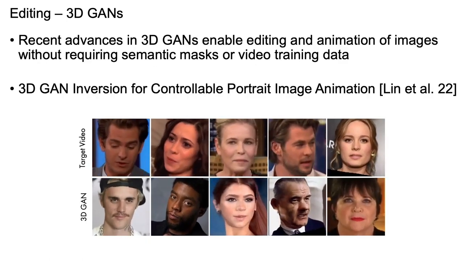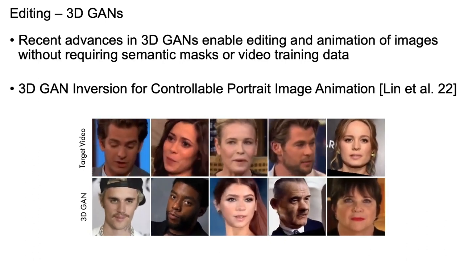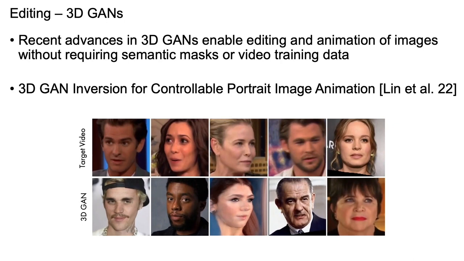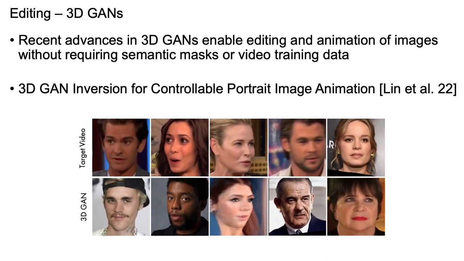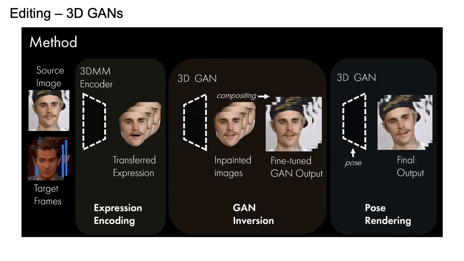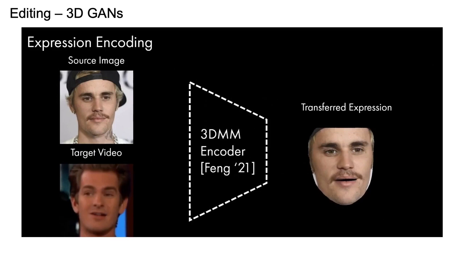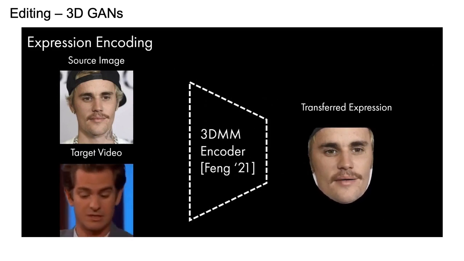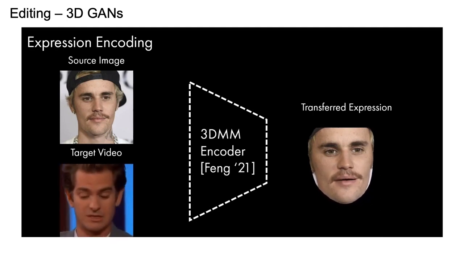Recent advances in 3D GANs, particularly in view consistency and image quality, have enabled editing and animation of images without requiring semantic masks or video training data. For example, one recent work leverages a pre-trained 3D GAN and animates an input image using GAN inversion. The method consists of expression encoding, 3D GAN inversion, and pose rendering. First, the expression of the target image frames are transferred onto the source image using a 3D morphable model. A pre-trained encoder network predicts a textured mesh that is manipulated using the detected expressions of the target video frames.